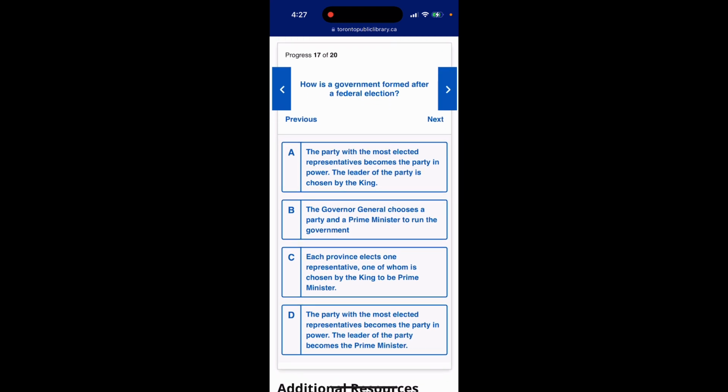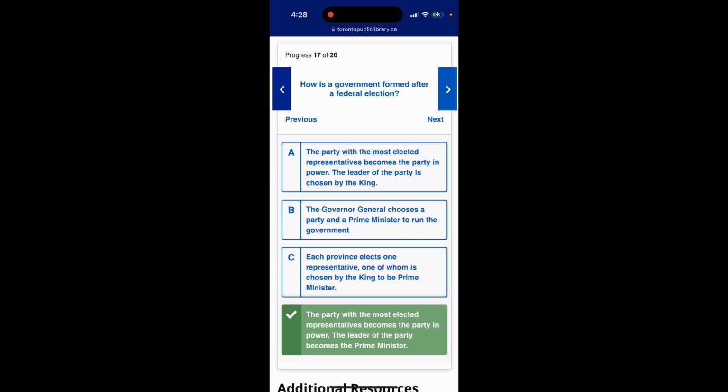Question 17. How is a government formed after a federal election? Option A, the party with the most elected representatives becomes the party in power. The leader of the party is chosen by the king. Option B, the governor general chooses the party and the prime minister to run the government. Option C, each province selects one representative, one of whom is chosen by the king to be prime minister. Option D, the party with the most elected representatives becomes the party in power. The leader of the party becomes the prime minister. The answer is option D, the party with the most elected representatives becomes the party in power. The leader of the party becomes the prime minister.